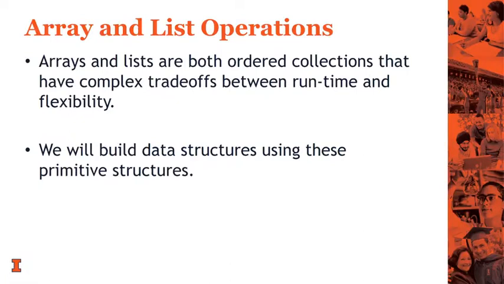So you've seen that arrays and lists are both ordered collections that can have trade-offs between the runtime and the flexibility of their implementation. We're going to build data structures on top of arrays and lists, and we're often going to question, what do we want in the base of our data structure? Do we want an array or do we want a list? And these two fundamental linear data structures are going to build everything else that we're going to build in this class. I'm looking forward to building these with you, and I'll see you there.